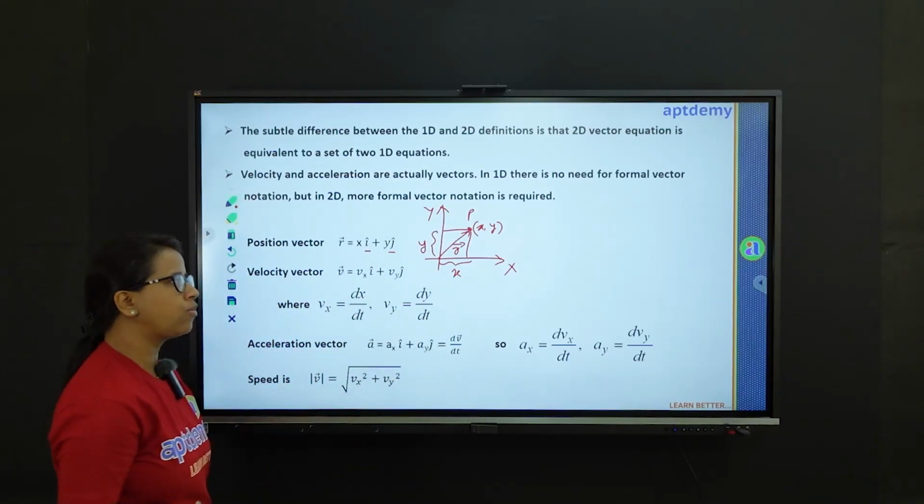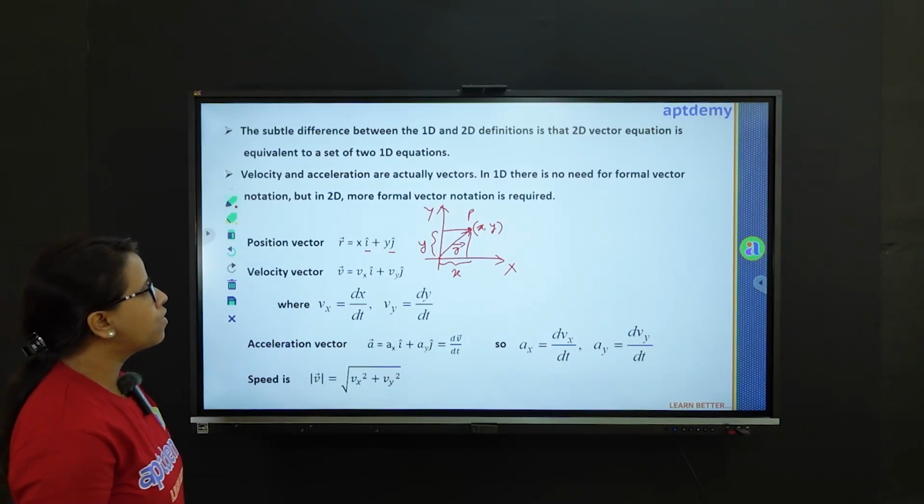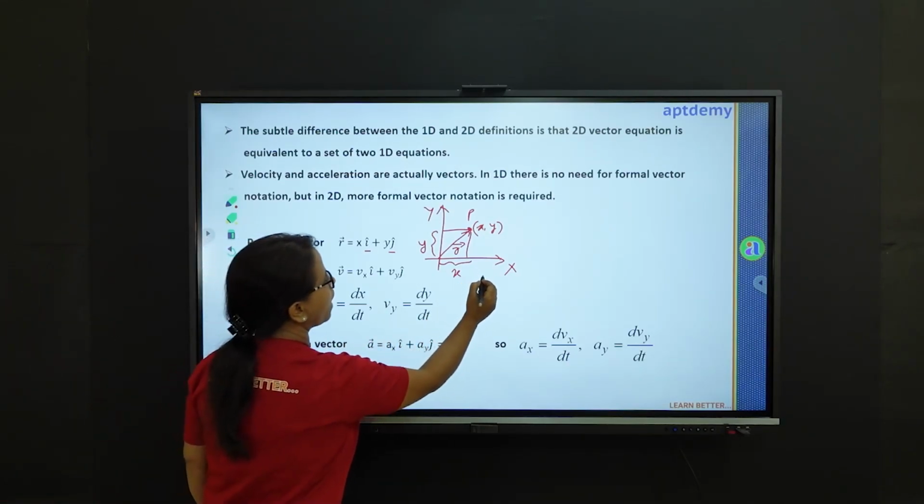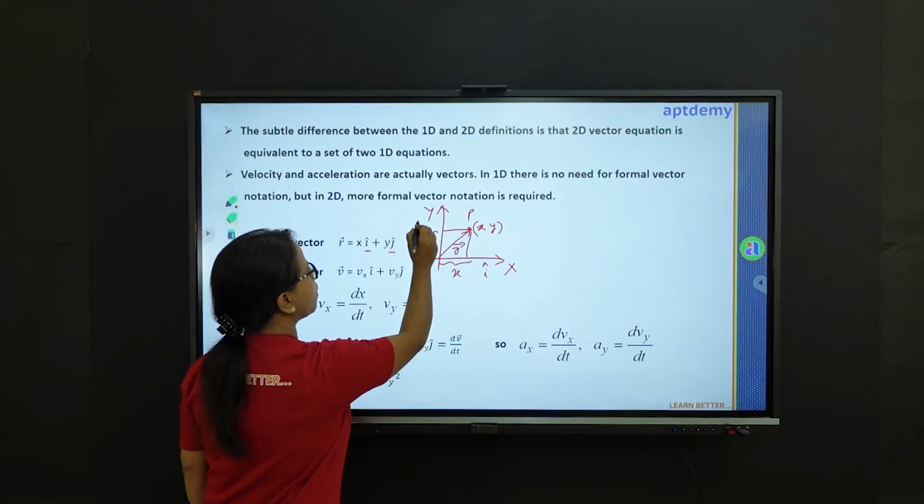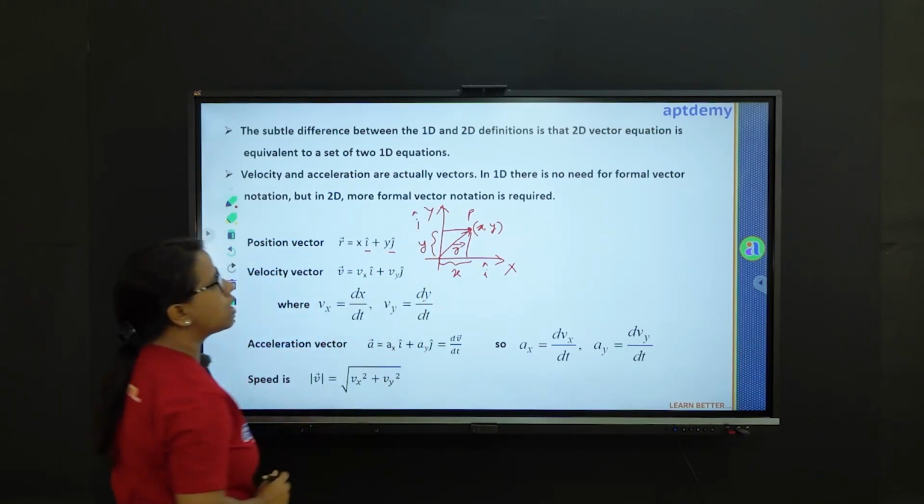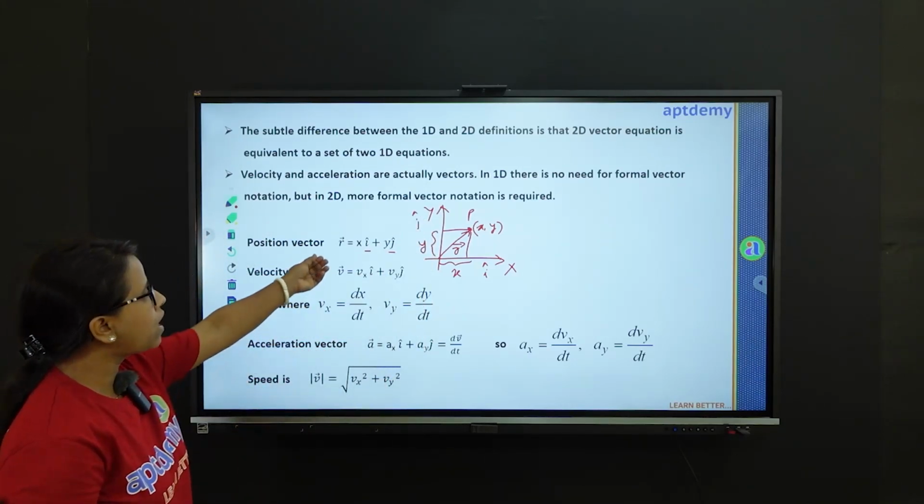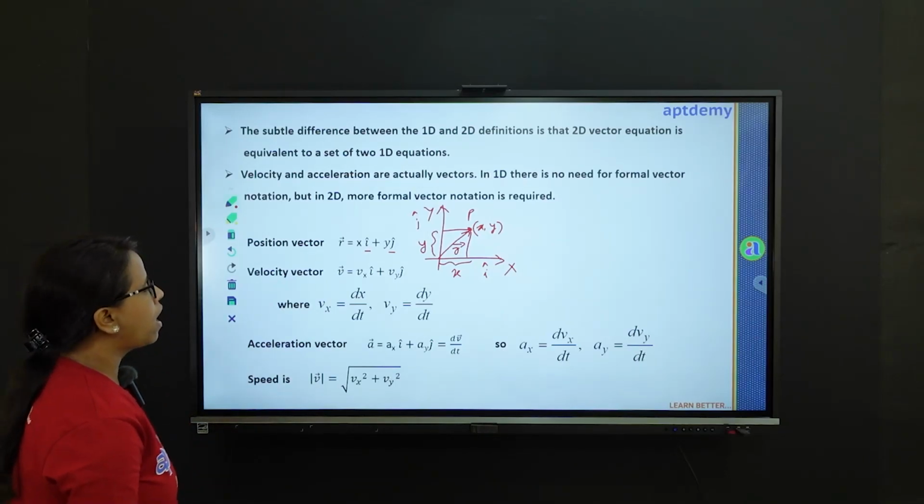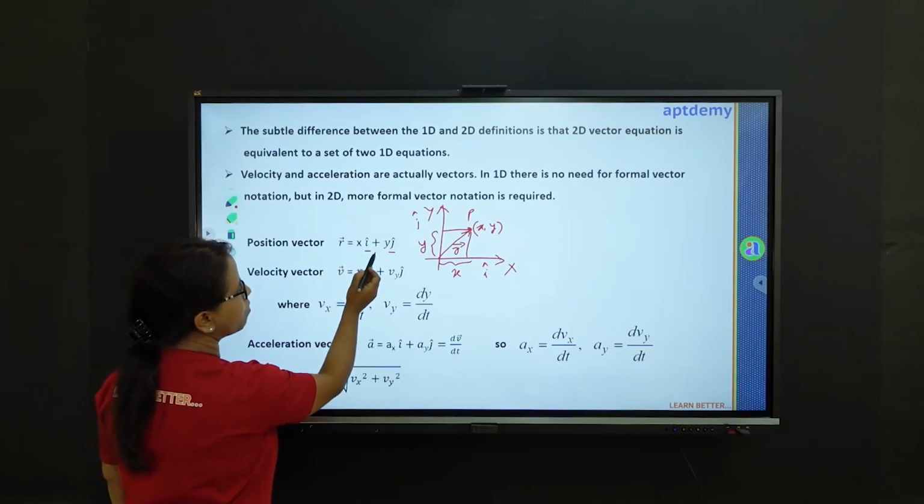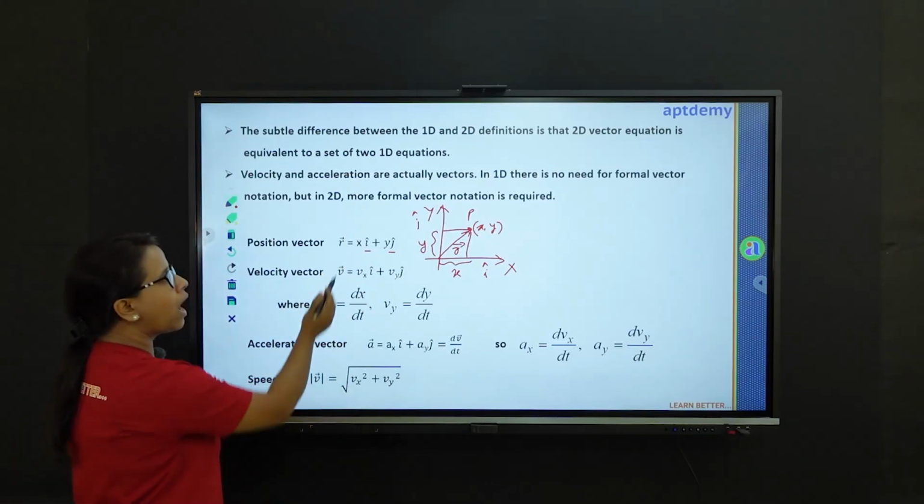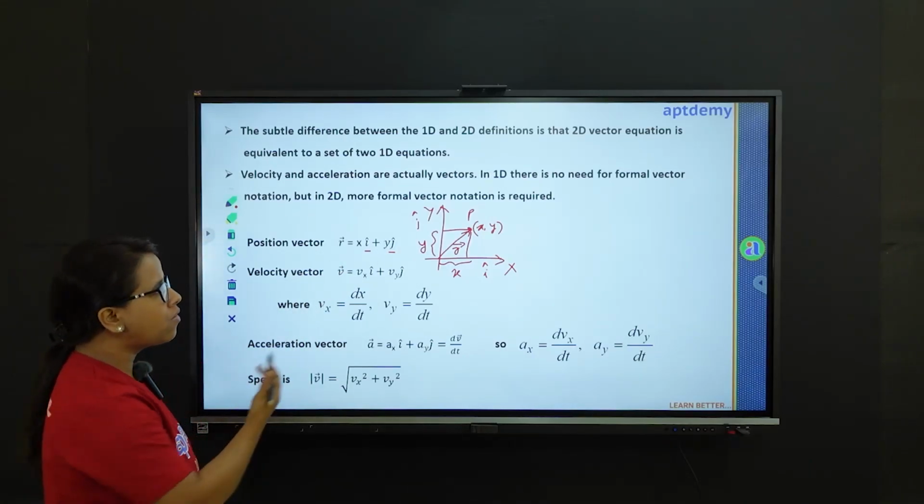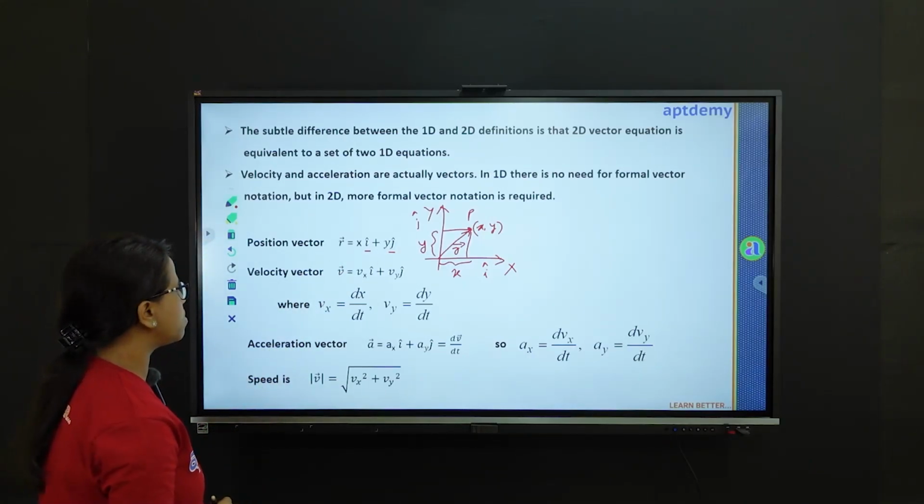So this is the thing that we are dealing with. So we have the unit vector along x direction as i cap and the unit vector along y direction as j cap. So we can write the position vector r as equal to x i cap plus y j cap. i cap and j cap basically give the directions of the vectors.